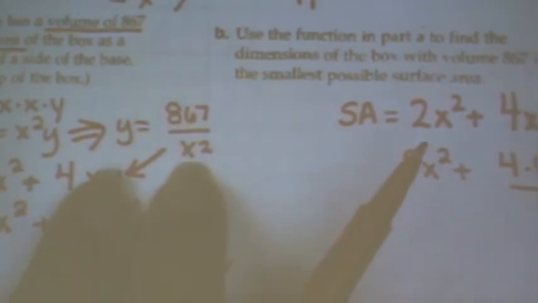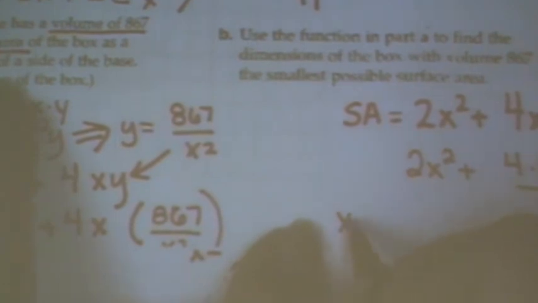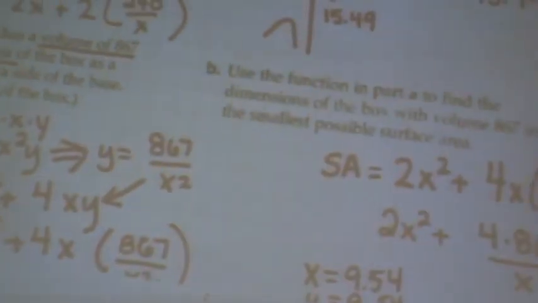9.54, and then how do you find the other dimension? You plug that in. I would plug it right here. You're going to do 867 divided by 9.54 squared. And you get the same thing, you get 9.54 for both. Questions? Anybody? Okay, backside.